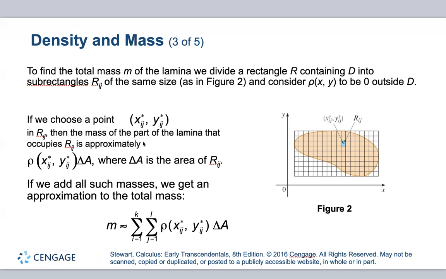Then the mass of the lamina that occupies this little rectangle is approximately equal to the density at this point times the area of that rectangle. That's all he's saying here. It's the density times the area, about the mass of that ijth rectangle. And now we do it for every rectangle. That means we sum over i and j, and that gives us an approximation to the mass of the total lamina.